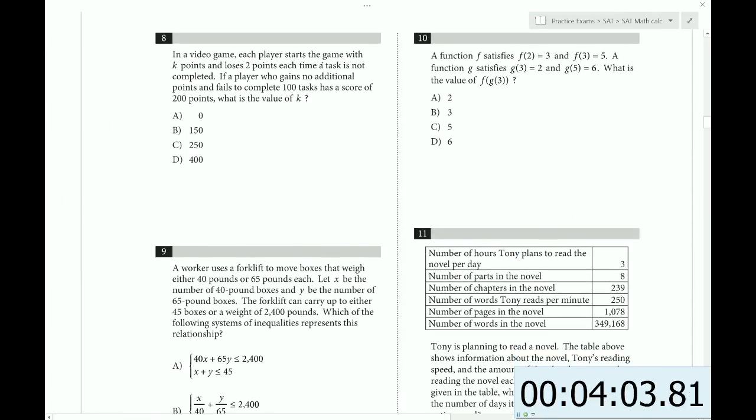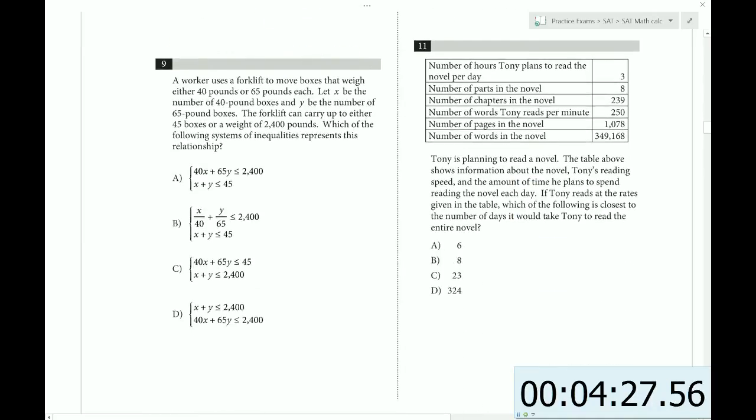In a video game, each player starts the game with K points and loses 2 points each time a task is not completed. If a player who gains no additional points and fails to complete 100 tasks, so that's 100 failures times you lose 2 points each time, that's minus 200 points, has a score of 200, so a score of 200. He started with K amount, so that means K must equal 400.